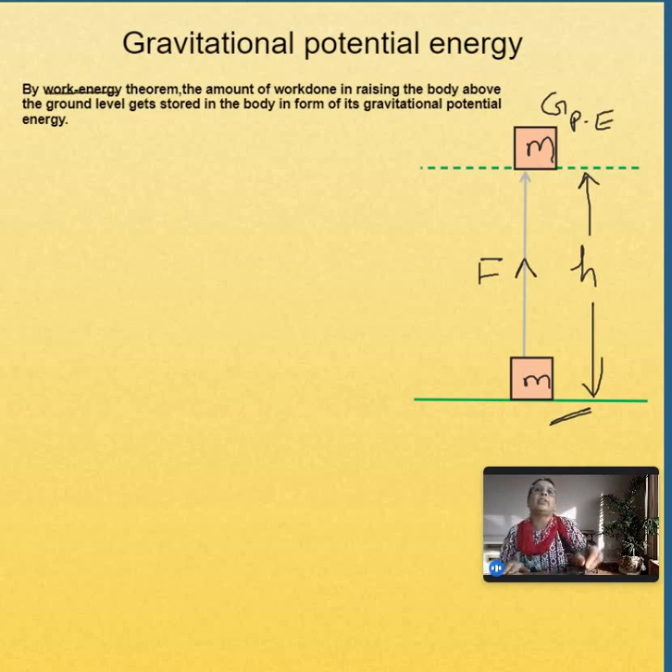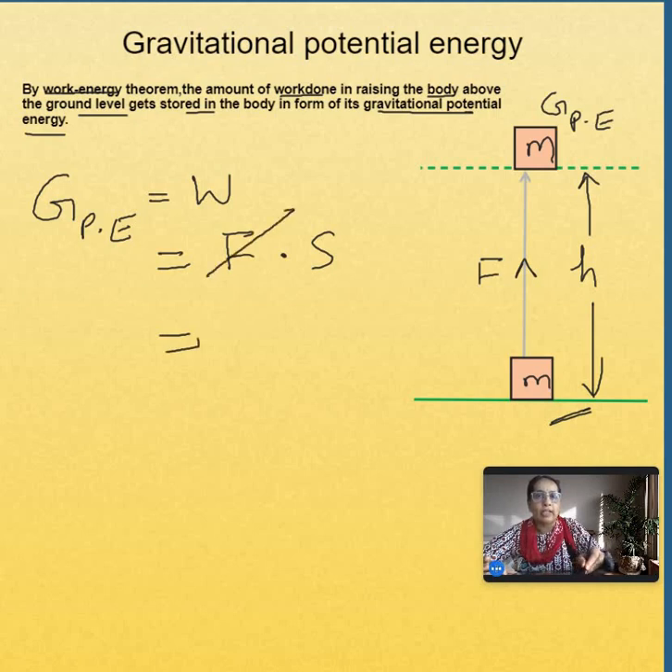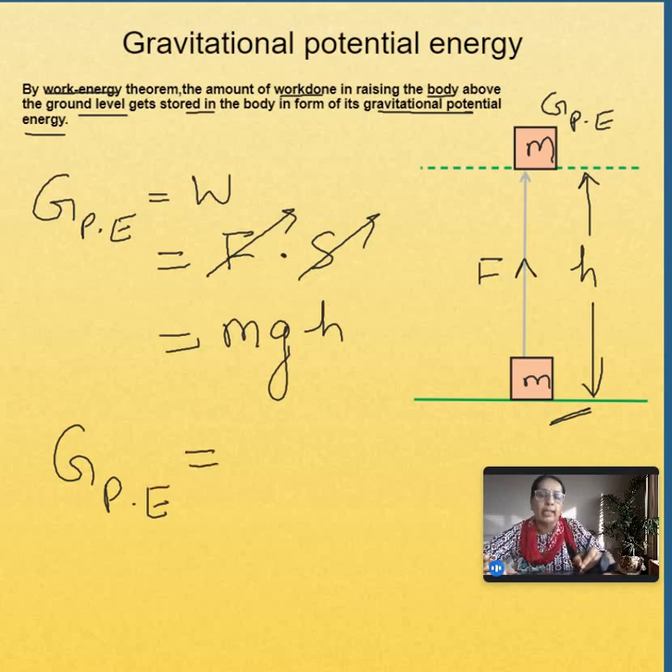By the work energy theorem, the amount of work done in raising the body above the ground level gets stored in the body in the form of its gravitational potential energy. So, gravitational potential energy must be equal to the work done in raising the body through that height. Since we know that work done is force into displacement, and here force is actually the weight of the body, which is m into g, and displacement is h. Hence, gravitational potential energy possessed by a body can be calculated using the formula mgh.